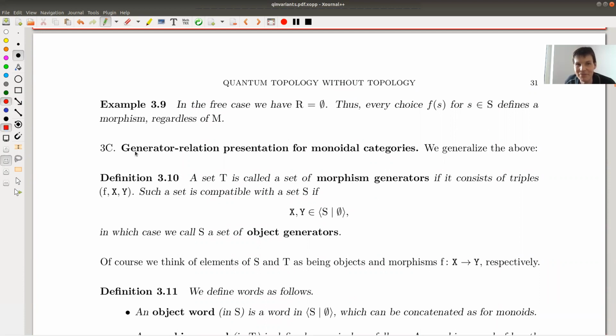Okay, this example is fun, but anyway. So if r equals 0, the only thing you ever need to do is specify f of s, and whatever you do, it defines your morphism. So a free monoid always maps to everything, basically, because you never need to check anything. You can choose freely your elements, f of s.